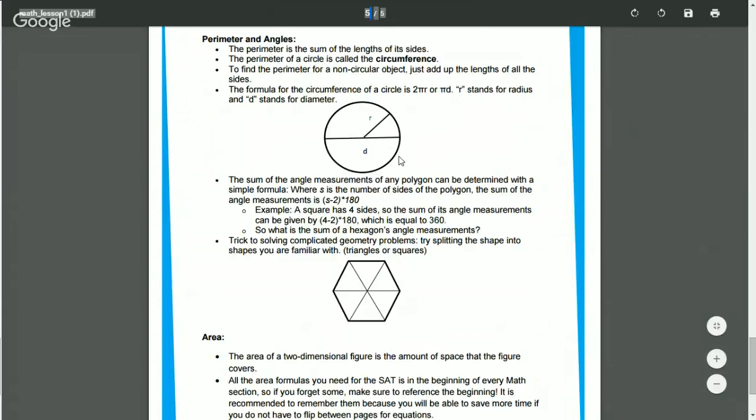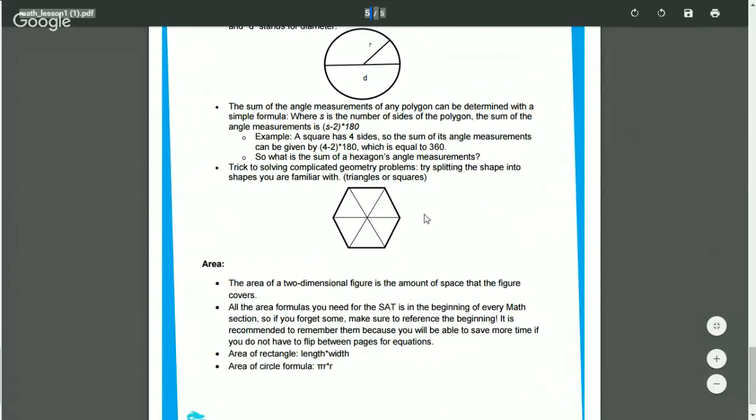If you're stuck on a question with a complicated geometric figure like a hexagon or an octagon or a dodecagon, then try to split up the shape into squares, triangles, circles. Well, preferably not circles because they have no straight edges. So just triangles or squares.